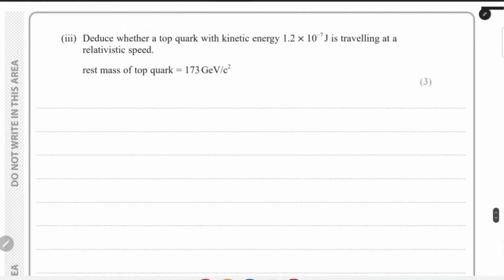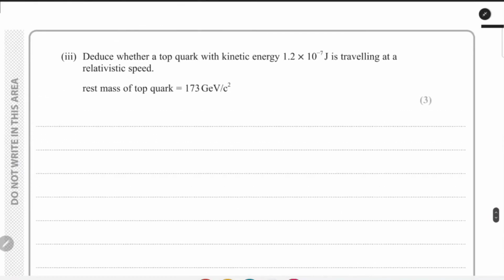Now for part 3, we have to deduce whether a top quark with a kinetic energy of 1.2 times 10 to the power minus 7 joules is traveling at relativistic speeds.